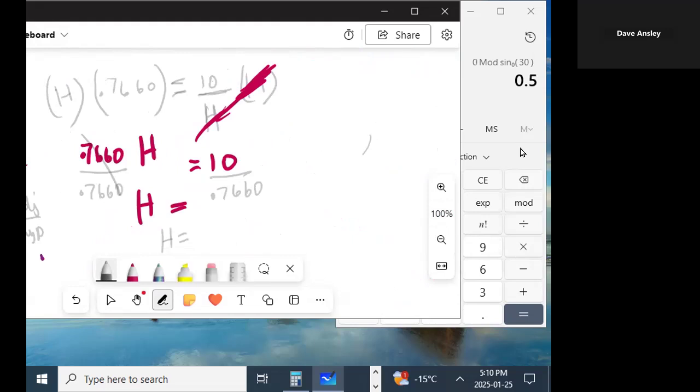You got that? You got a calculator with 10 divided by 0.7660? 13.054. Okay. Does it seem reasonable that it would be that? 13 point, what did you say? 0.054. Sure, I think that's reasonable.